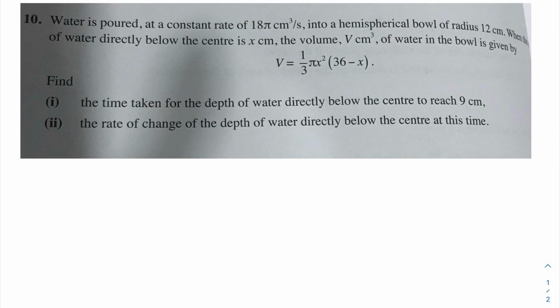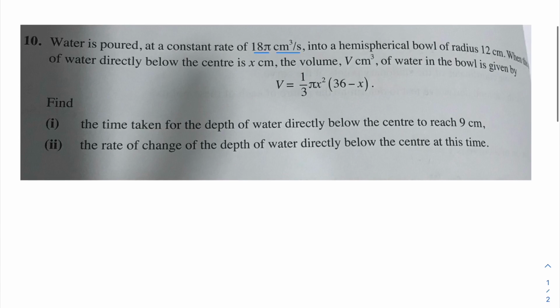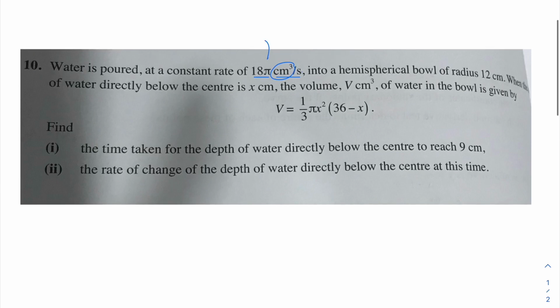Water is poured at a constant rate. Constant, this is constant value, 18 pi. Now when we look at the symbol pi, sometimes we are given the idea that pi is a variable. No, it's not a variable. Notice the unit. So what does this unit tell you? cm cubed per second. Time. First, it gives you an indication that time is involved, and then there is this thing. Yes, volume. So we have dv over dt.